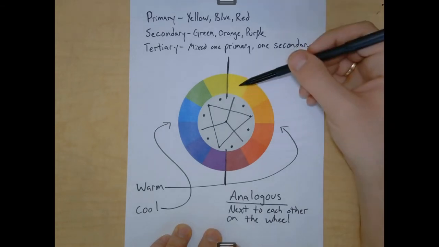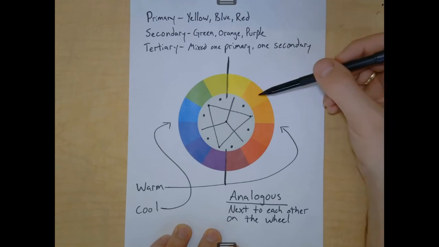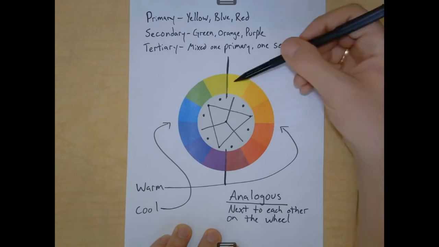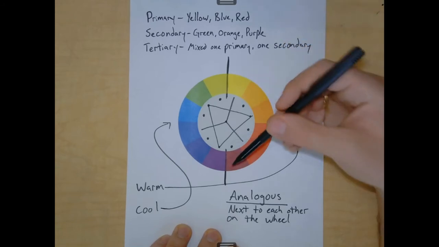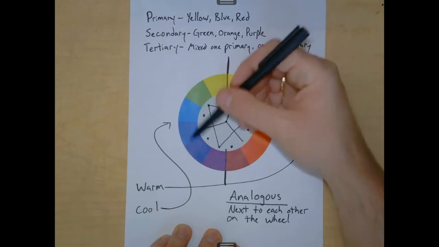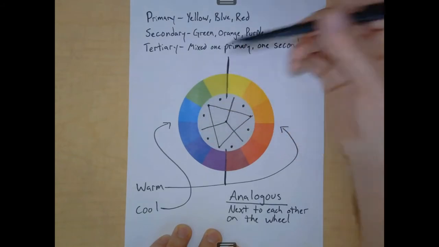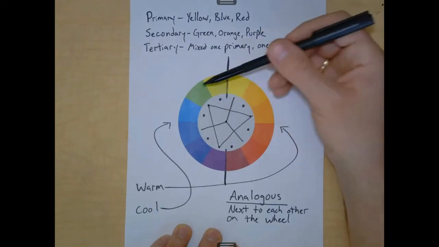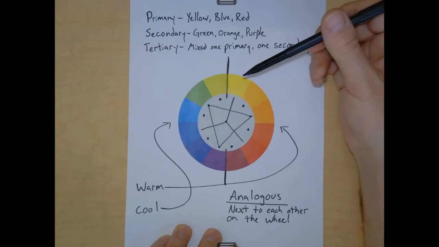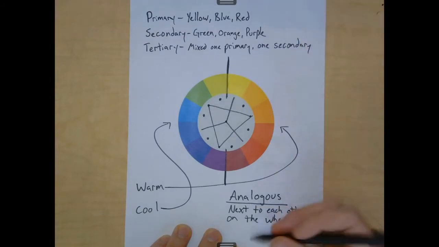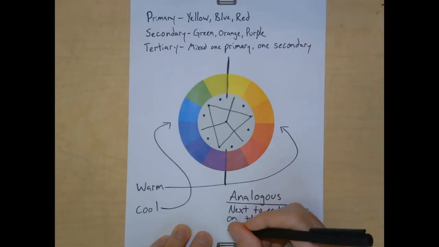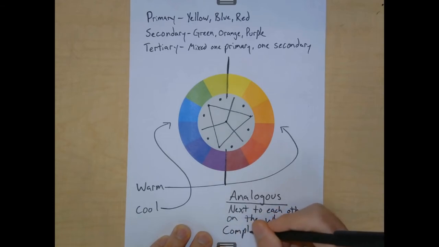So any color, you could start with yellow. You can go to orange, like yellow, yellow-orange, orange, red-orange. Those are all analogous colors. You could start at red-violet and go to blue. Those are all right next to each other on the color wheel. You could start at violet and go to green. It doesn't matter as long as they're 3 or 4 or 5 colors right next to each other on the wheel. Okay? Complementary colors is the next color scheme.